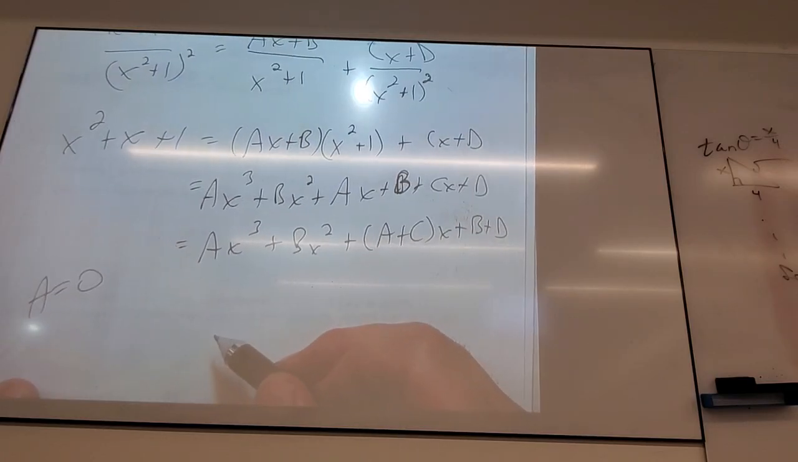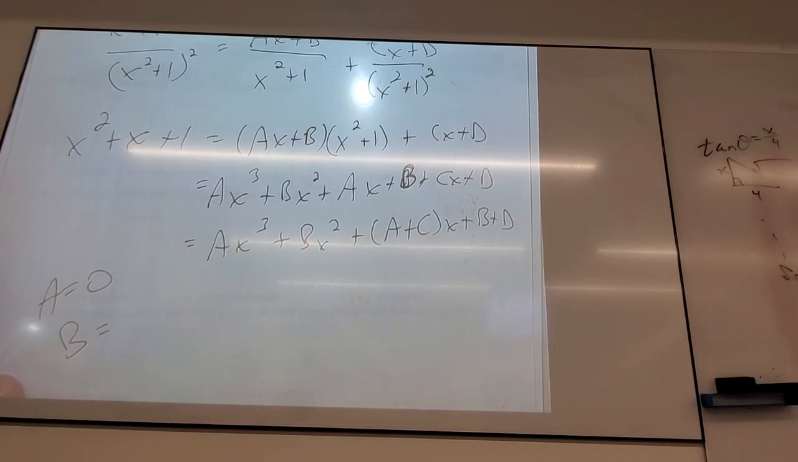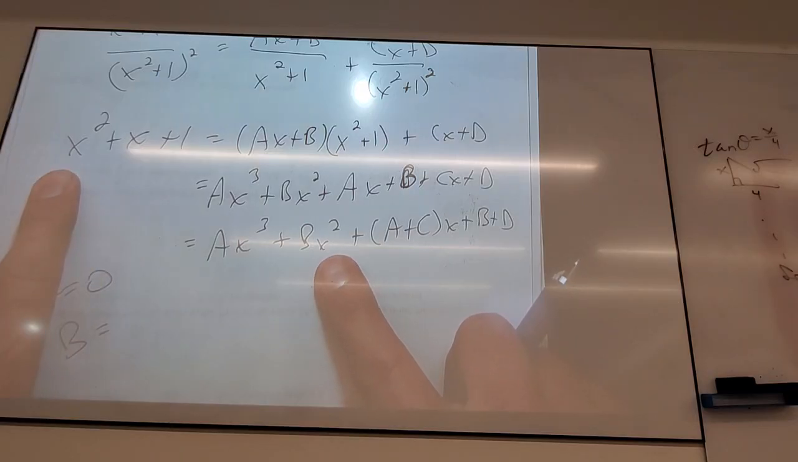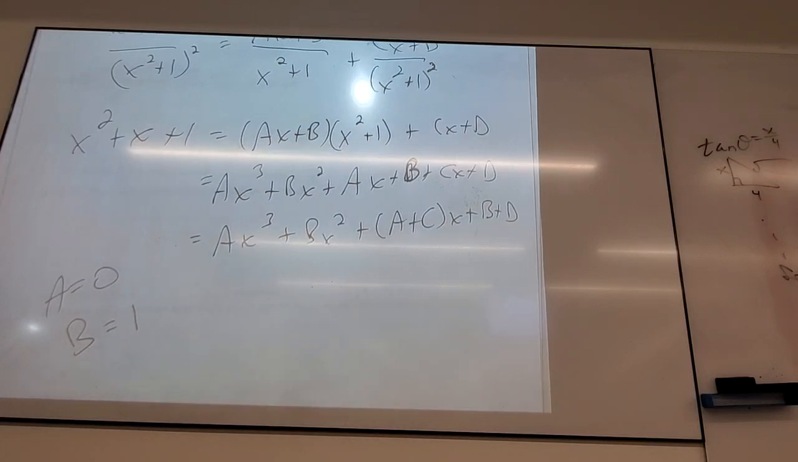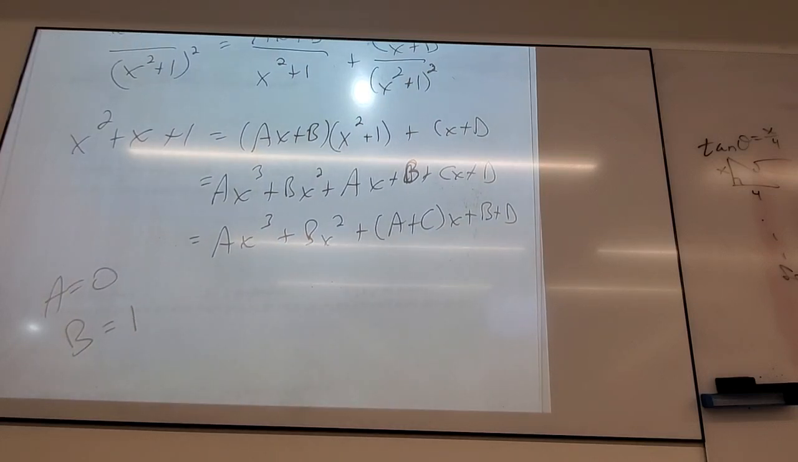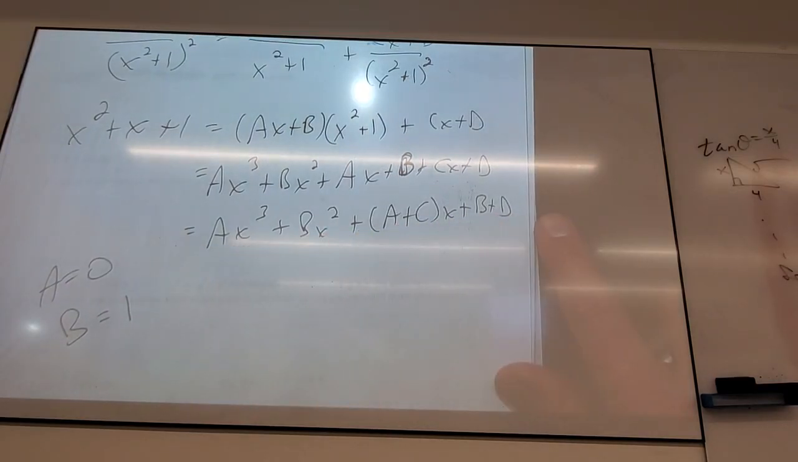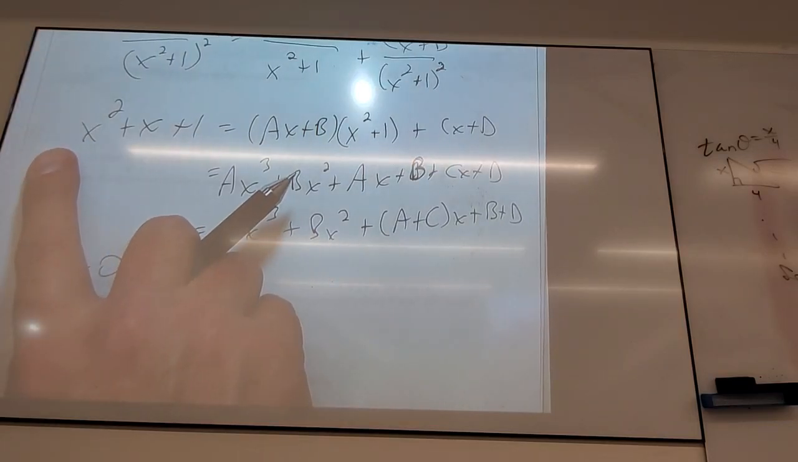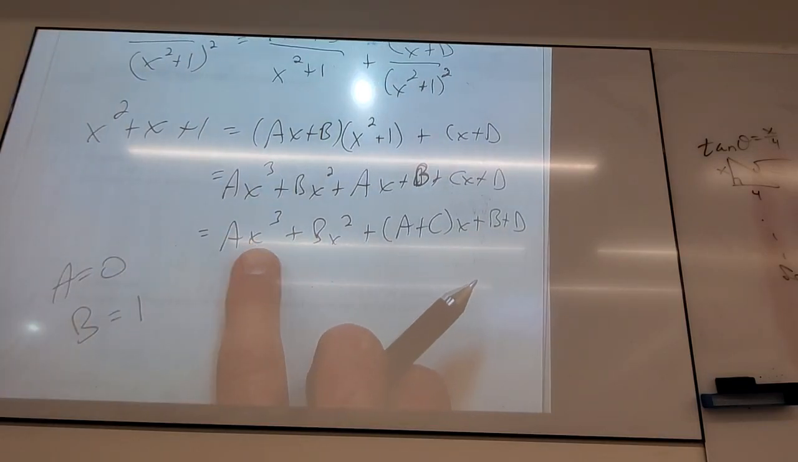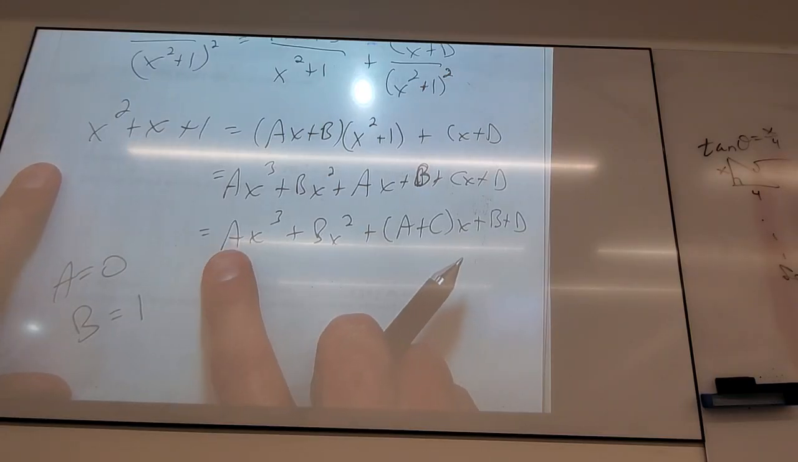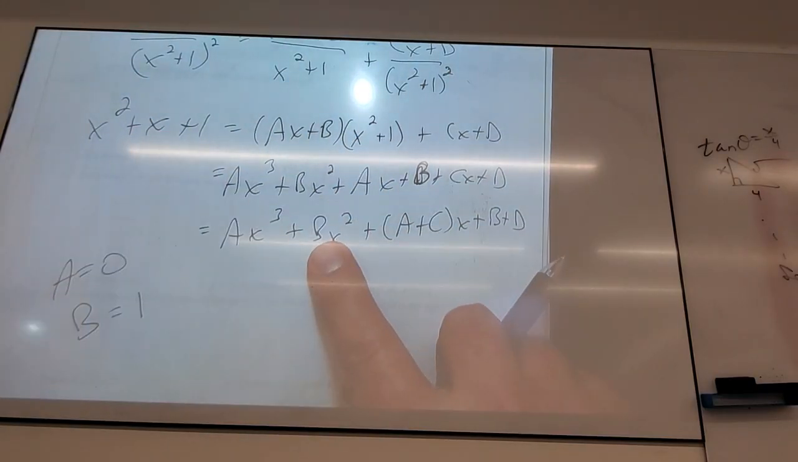Can anyone see what b has to be? Because what's the only x squared term here? It has to be 1. So b must be 1, yeah? Why a 0? What's in front of x cubed on this side? And what's in front of x cubed on this side? 0, right? So how many x cubes? A of them. How many x cubes? 0 of them. So A has to be 0 for these to be equal to each other.